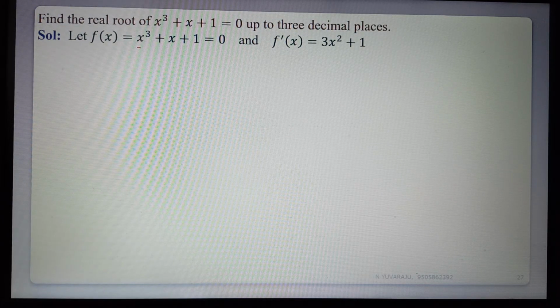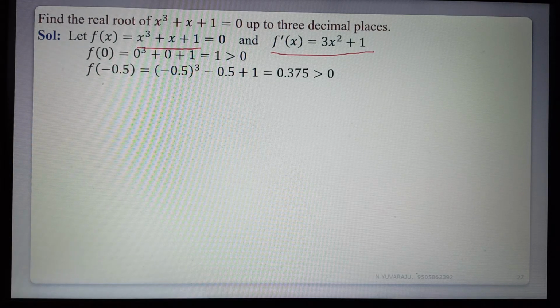f of x is equal to x cube plus x plus 1 equals 0, and f dash of x is equal to 3x square plus 1. First, finding the interval, substituting 0: f of 0 is equal to 1. We need a negative value, so we choose 0, minus 0.5, minus 1, minus 1.5, minus 2 and so on, since we are finding the negative root.